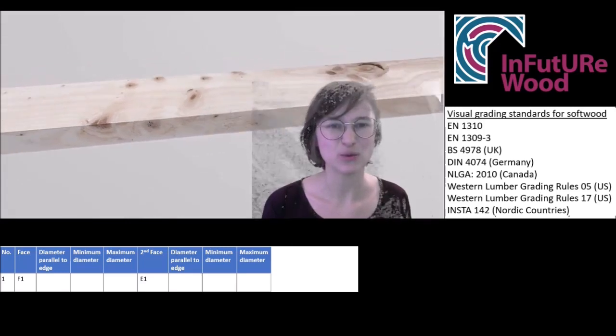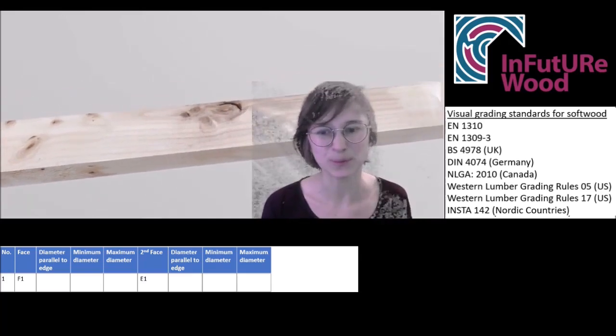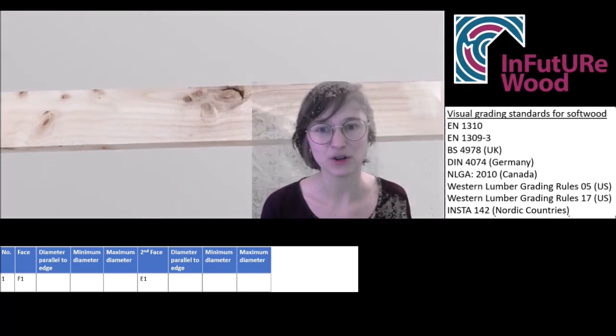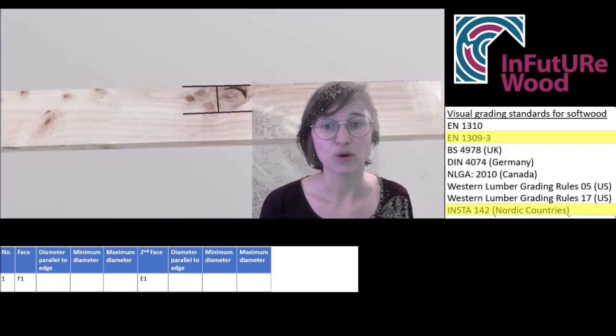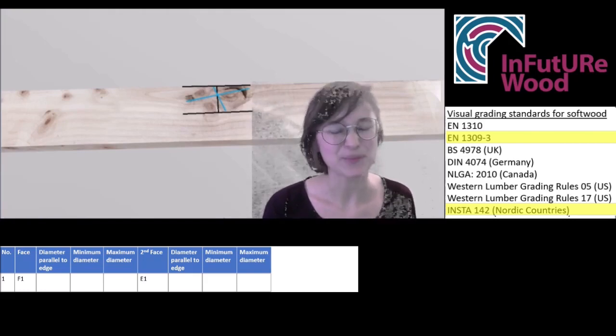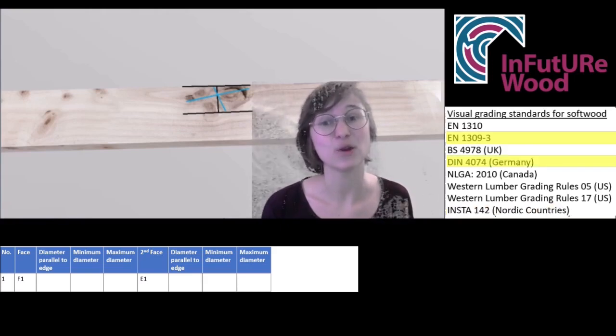What can we do with knot clusters like this one though? You see that the fibers are disturbed, the knots are not individual knots, they appear as a cluster, and some standards allow to measure them collectively. So we would measure the overall diameter parallel to the edge and the overall maximum and minimum diameter. Unfortunately, some standards don't treat knot clusters collectively, so we also have to measure all the singular knots.